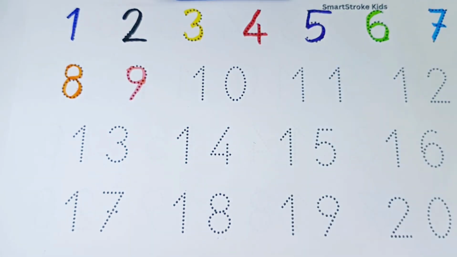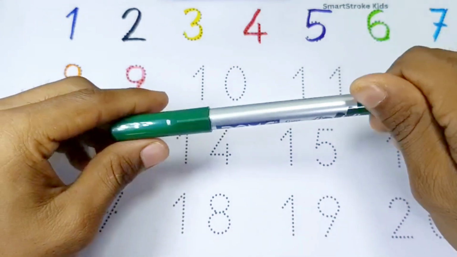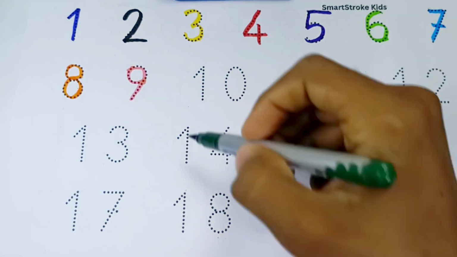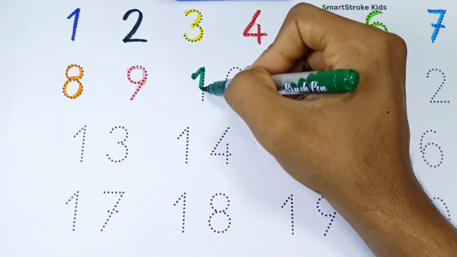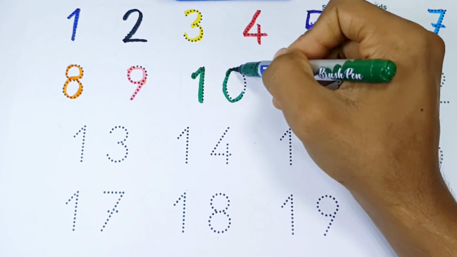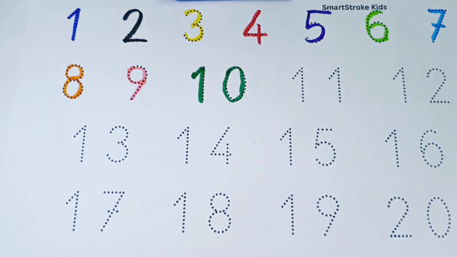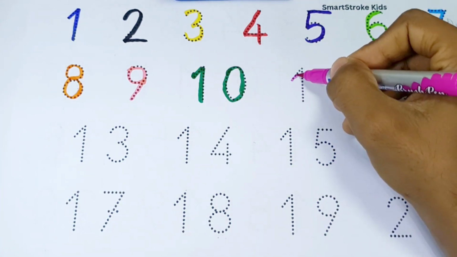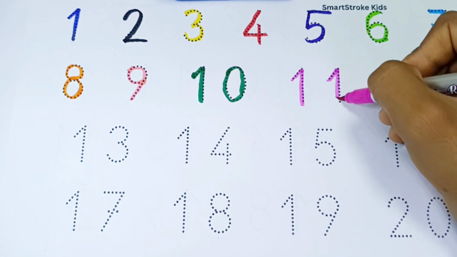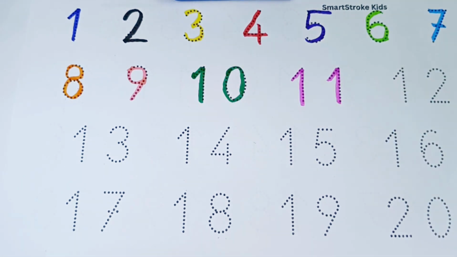Nine, N-I-N-E, nine. Now you draw 10 and use dark green color. 10, T-E-N, 10. Now you draw 11 and use pink color. 11. Now you draw 12 and use brown color.